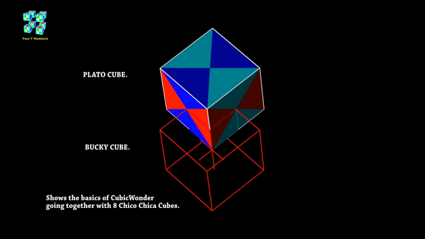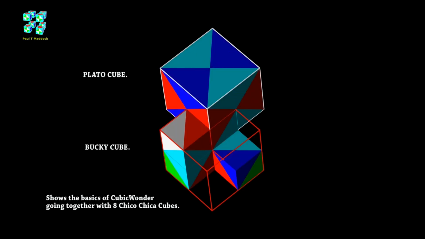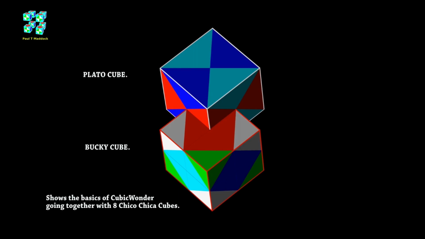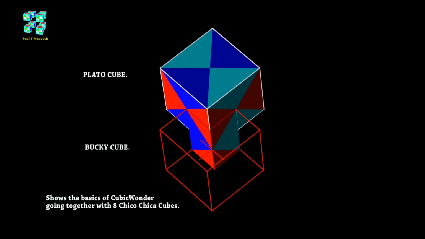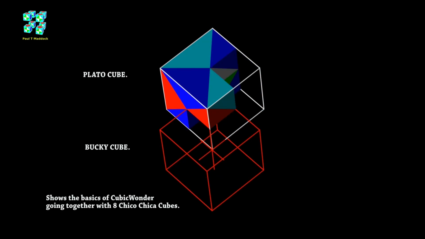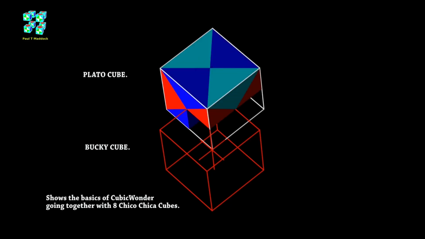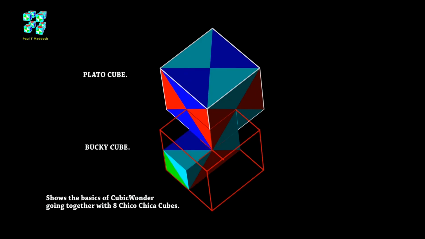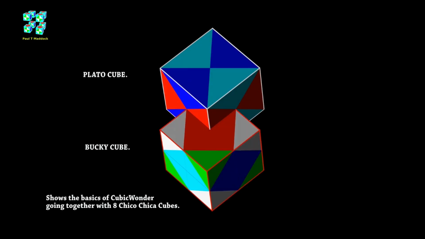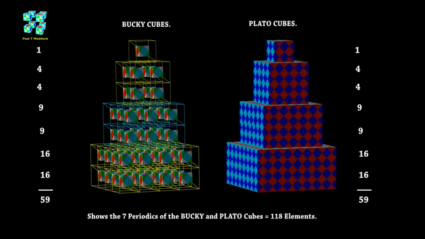Now, as you see in front, the Plato Cube and the Bucky Cube both contain 8 Chica cubes. Each Chico and each Chica cube contains 5 solid pieces. I show more info on this in the earlier videos if you want to watch it. But in this video, I want to focus on the periodic table and the elements.